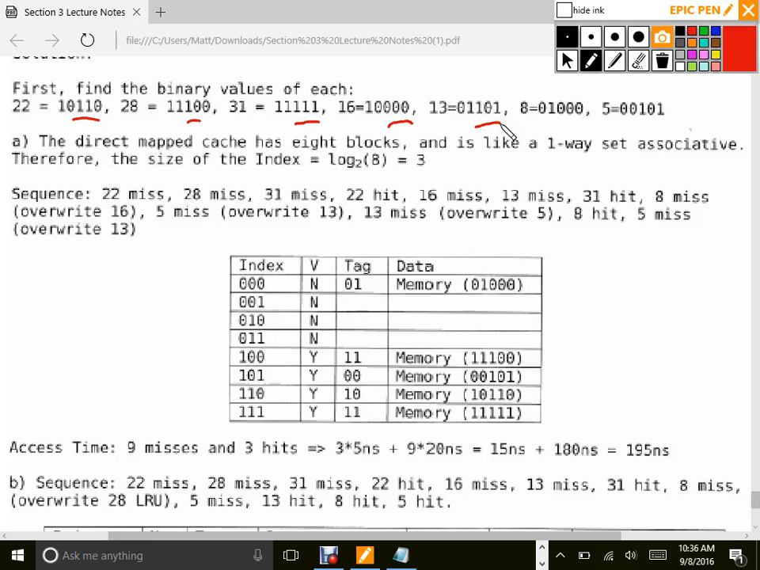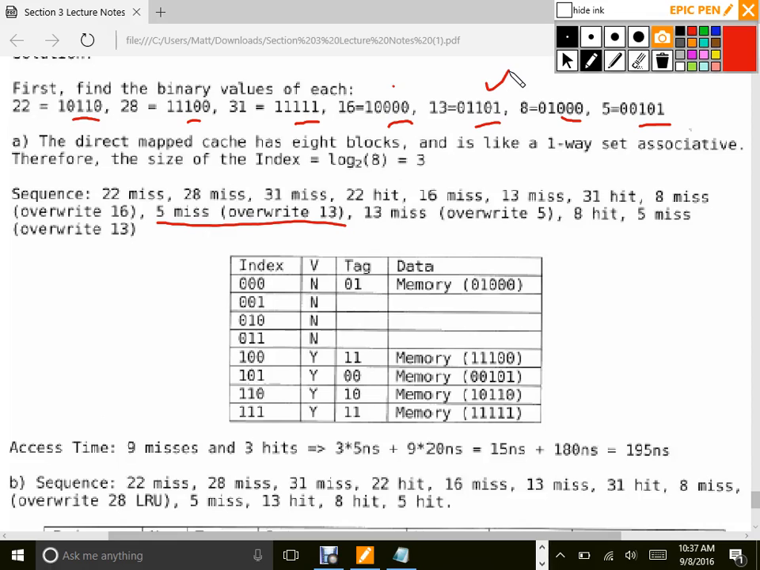So far we haven't had anything where we've had to swap. 31 is a hit. It's already there. 8 is a miss. Now 8, we see it's 000, right? So that means we have to swap out 16, because 16 was there initially, right? And then put in 8. So 8 miss, overwrite 16. 5, we look at 5. 5 is 101. 13 happens to be 101. We had 13 in there. It's a miss, and we overwrite 13. 13 comes next.